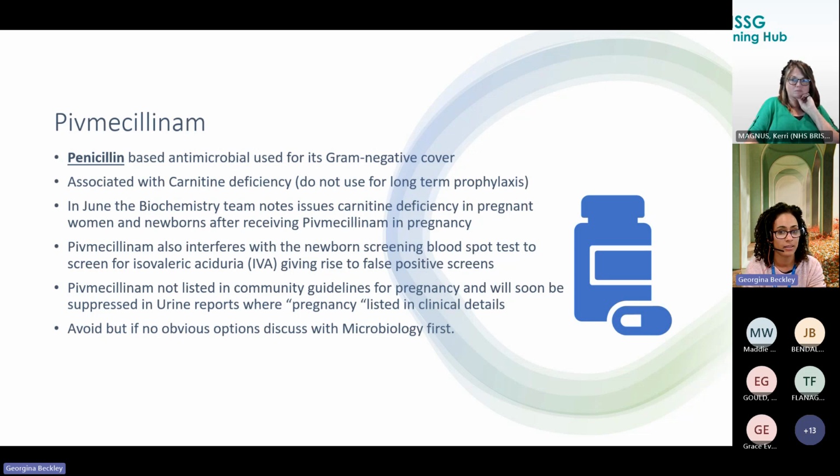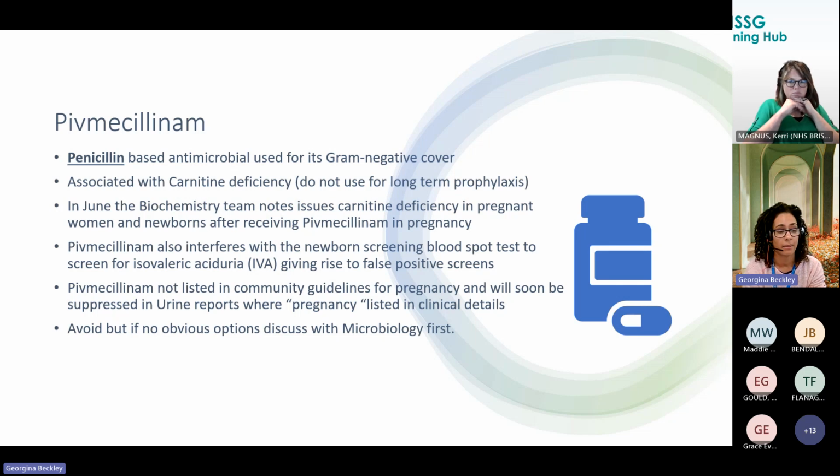It's not contained, so pivmecillinam isn't advocated in pregnancy first line in any of our community guidelines, and it didn't appear that the patients who had prescribed it were on microbiology advice. But again, it just gives a little warning about considering pivmecillinam in pregnancy, and if you are considering it, again, discuss with us about if there are alternate options.